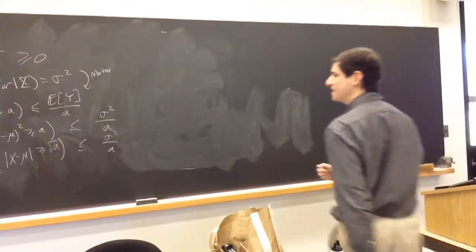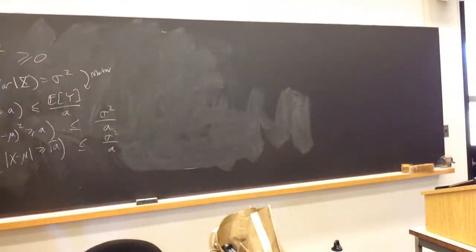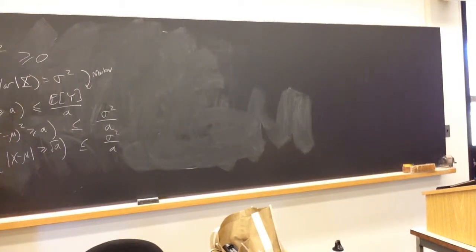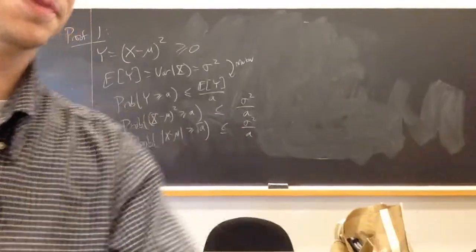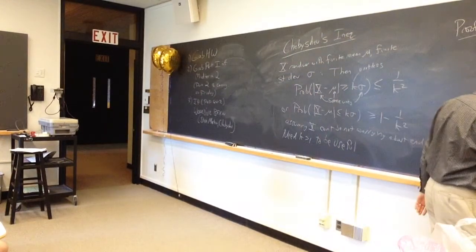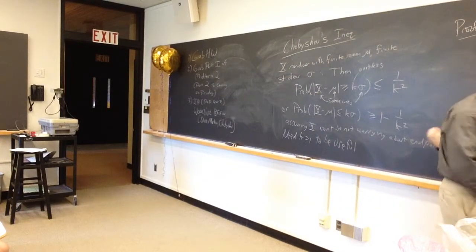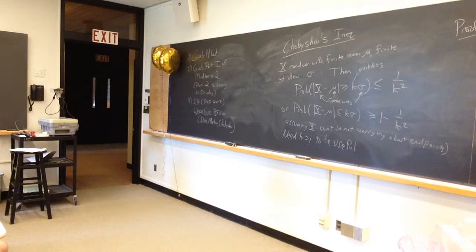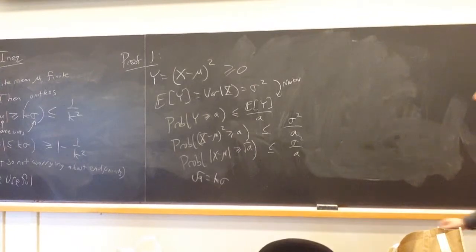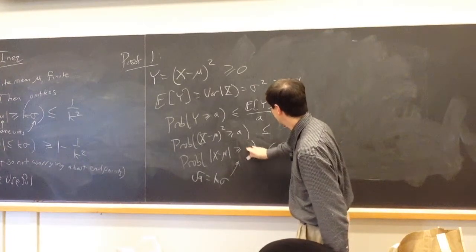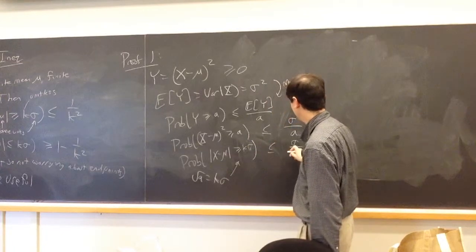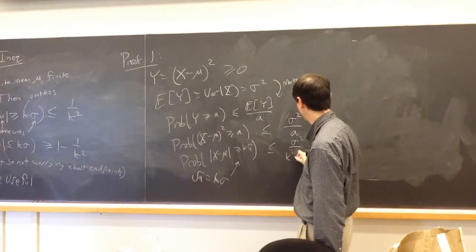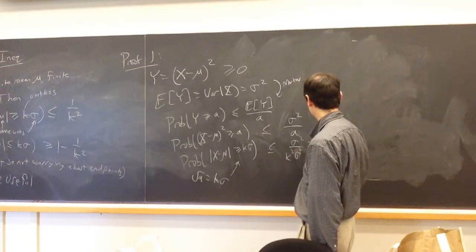All right, so we want to take the square root of a to be k sigma. Now if we just substitute this in, what do we get? This becomes the k sigma over here, and over here the square root of a is k sigma, so this becomes k squared sigma squared, which is 1 over k squared.